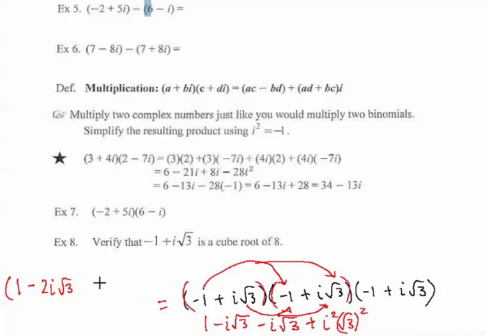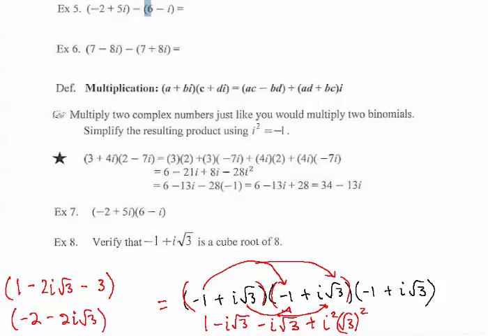which would just be a 3, and the i squared would give us a negative 3. Okay, so i squared is negative 1, square root of 3 squared is a 3, so this last term simplifies to be a negative 3, and now I can combine this negative 3 with a 1 and get a negative 2.